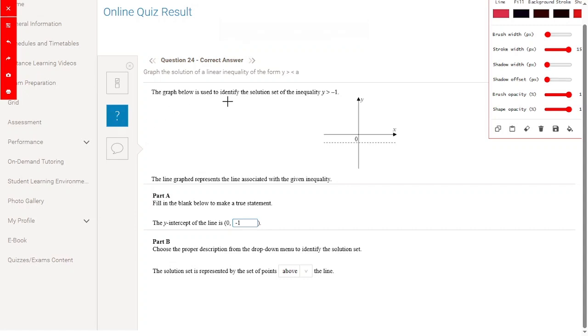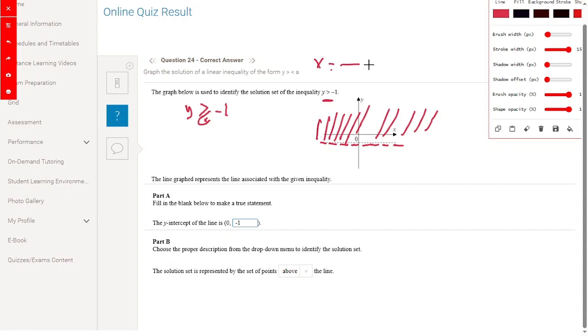Now the graph below is used to identify a solution set of the inequality y bigger than -1, and there is no equal here, so that means the line will be dotted. And y bigger than -1, so that means the solution is above this line. Because y equal -1 means whatever the x value, y will be -1. So this will be the line.